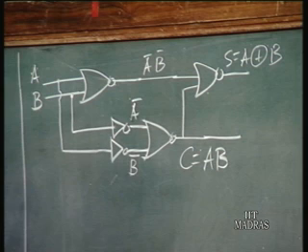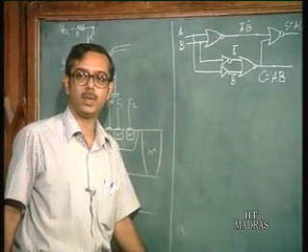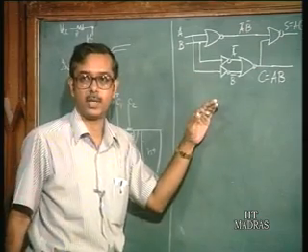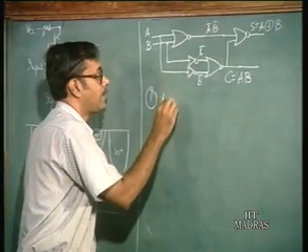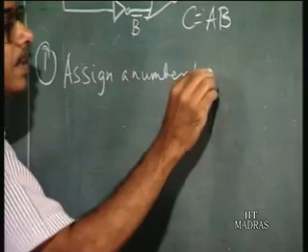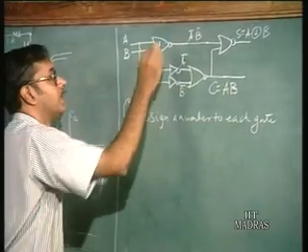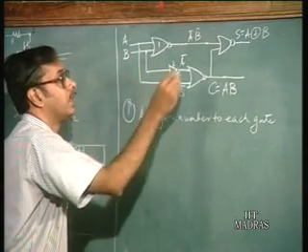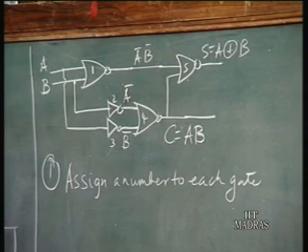Now, let us try to realize it using I squared L. I shall just note down some points on how you should go ahead with converting this into I squared L. If you follow this point by point, it's very easy. First, assign a number to each gate. So, you call this say gate 1, this 2, 3, 4, 5.